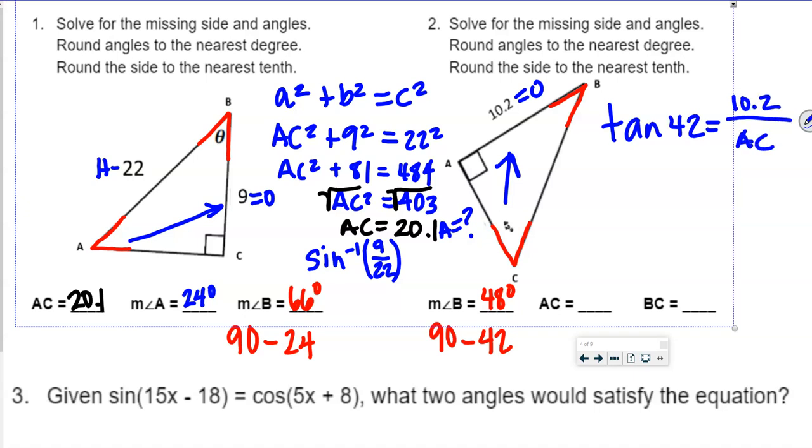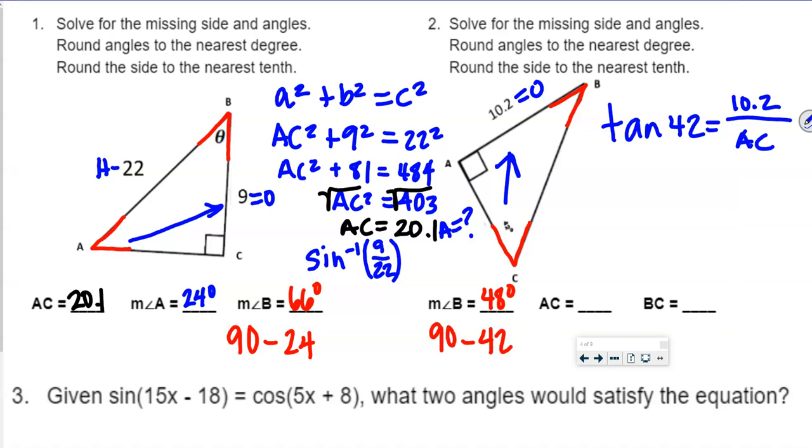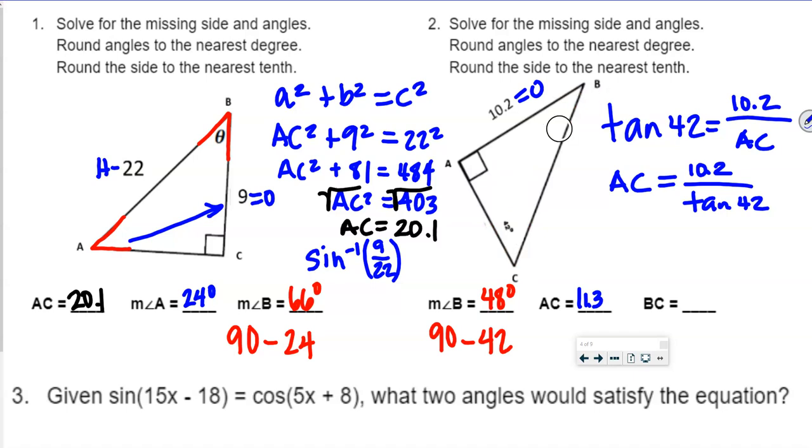So we're going to do the tangent of the angle is equal to the opposite over the adjacent, which is AC. Now remember, when we have a variable in the denominator, we're going to swap places with it in the tan 42. We're going to swap places with what's on the other side of the equal sign. So this is going to be AC equals 10.2 divided by the tan of 42. Put that right in your calculator. And when you do, you get 11.3. Now, I'm going to go ahead and put the 11.3 over here. Erase all this stuff because it's pretty busy right now. So this is 11.3, this side right here, right?